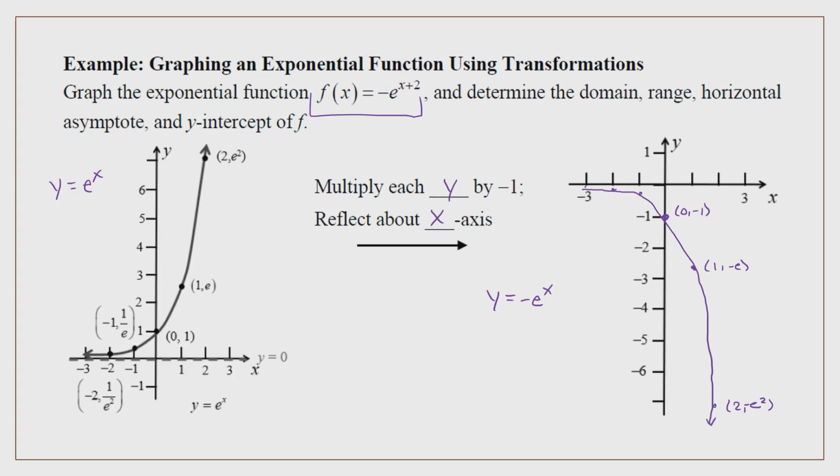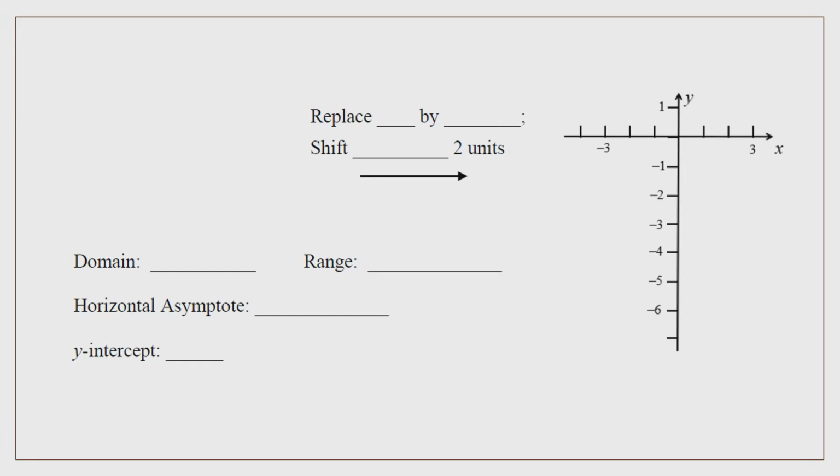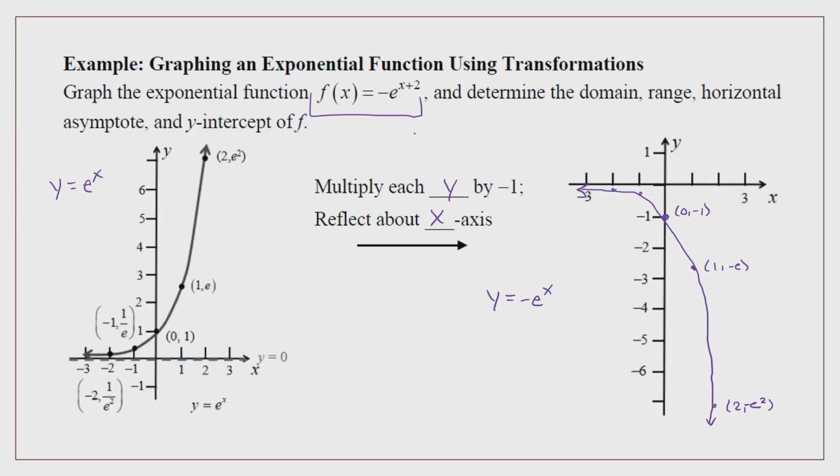All right. Okay, that's our first transformation. So now we are going to replace x by x plus 2, which means we're going to shift left 2 units. So all of these points that we just plotted, we're going to now shift left 2 units. So now (2, -e squared) is going to be (0, -e squared), and then (1, -e) is going to now be (-1, -e), and so on and so forth.